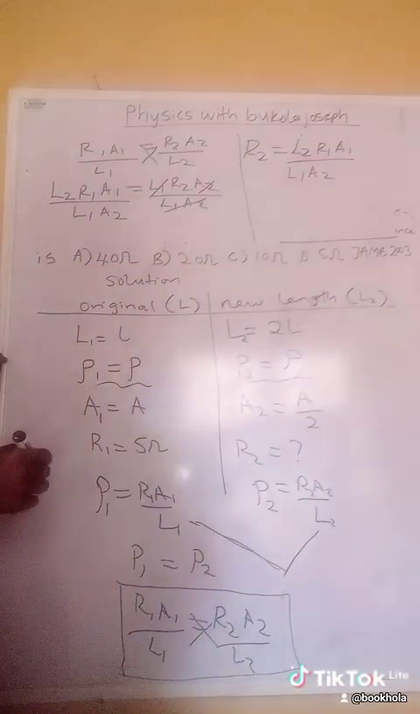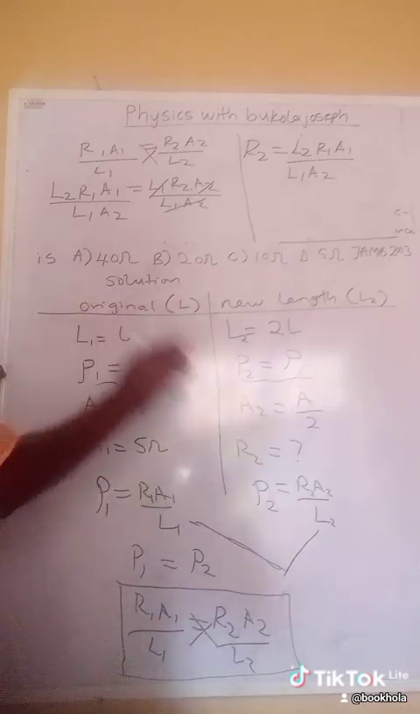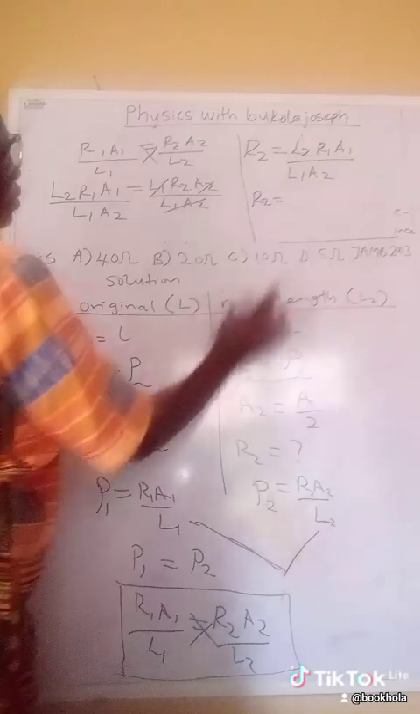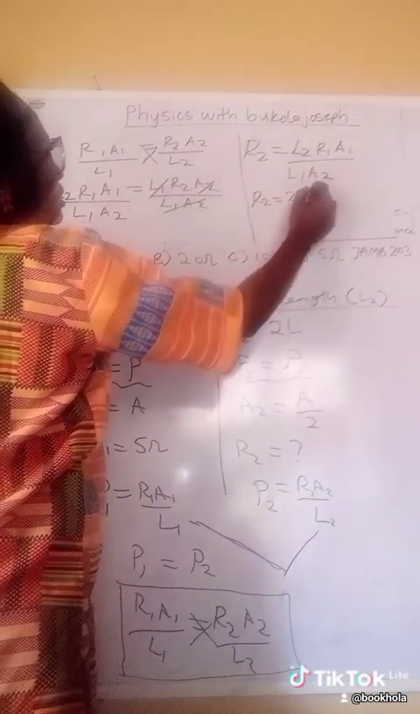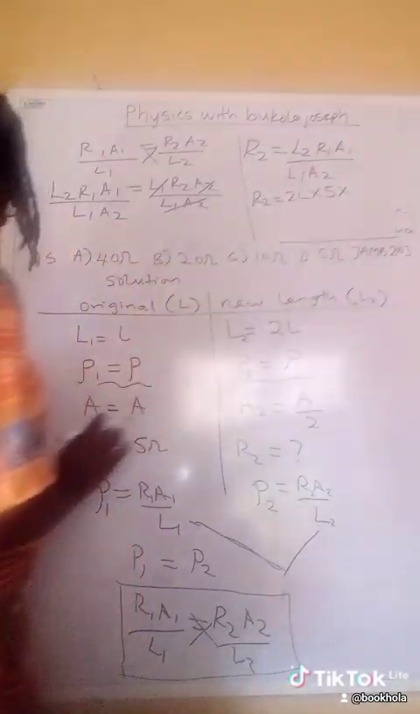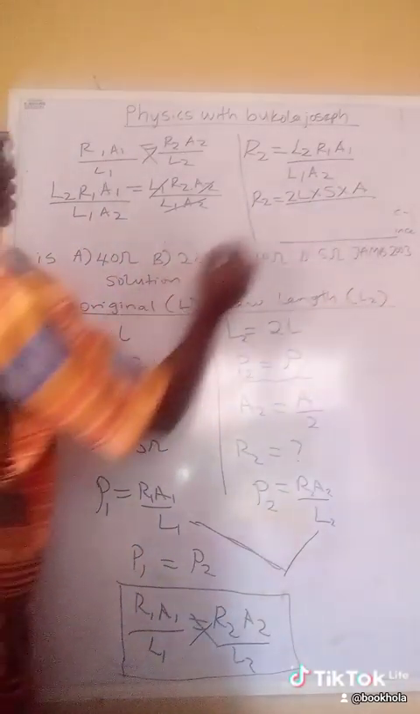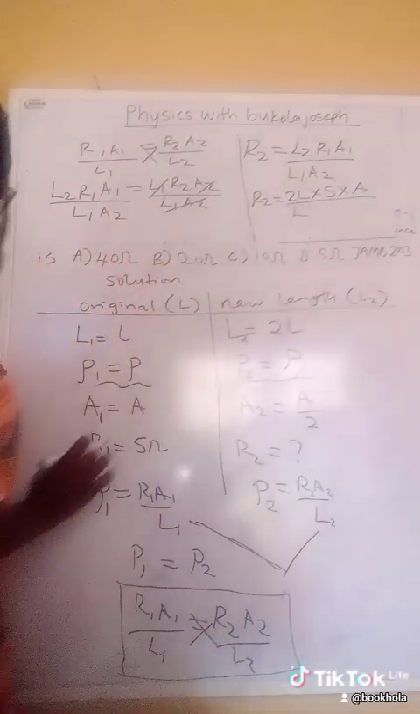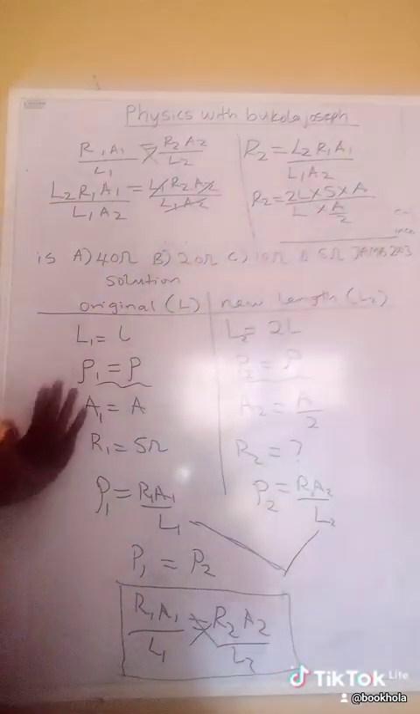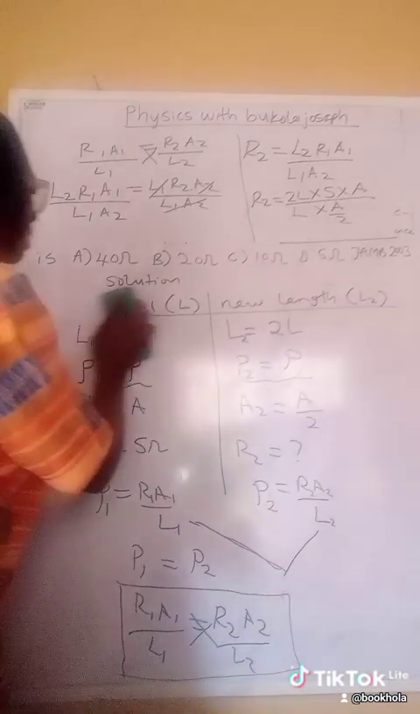Can you see this? I want to substitute before I wipe this information, and then we'll continue solving. So let's quickly substitute. What is our L2? R2 is equal to, L2 is 2L, times R1. R1 is 5. A1 is A, all over L1, which is L. Then we have A2. A2 is A over 2. Can you see this? So I can wipe this information now. We are through with bringing out the parameters.